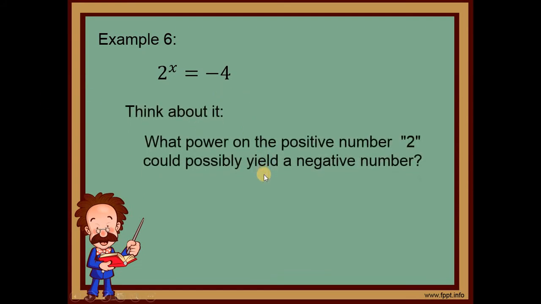So, una, isipin muna natin dito. Ano yung exponent ng 2 para siya maging negative 4? Isipin muna natin. 2 raised to 2, ito ay positive 4. 2 raised to 1 is 2. 2 raised to 0 is 1. Tanong, anong exponent ng 2 para siya maging negative 4?